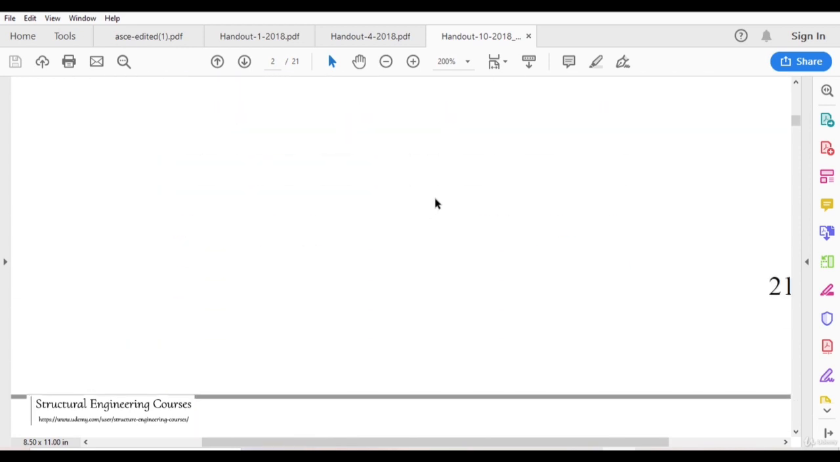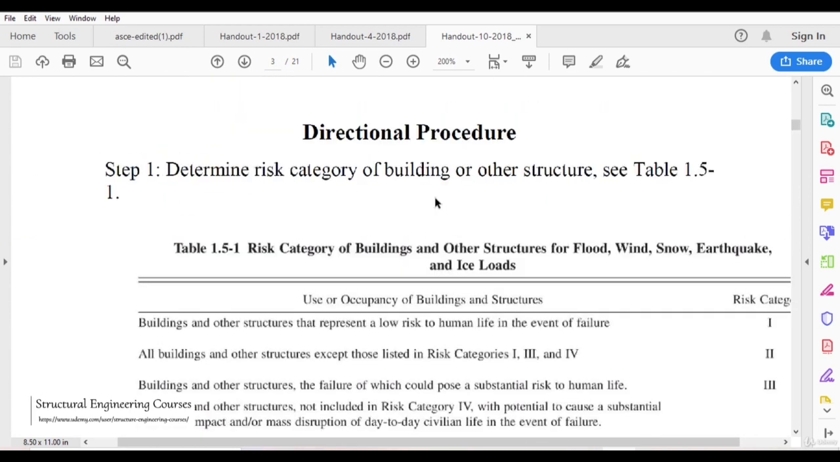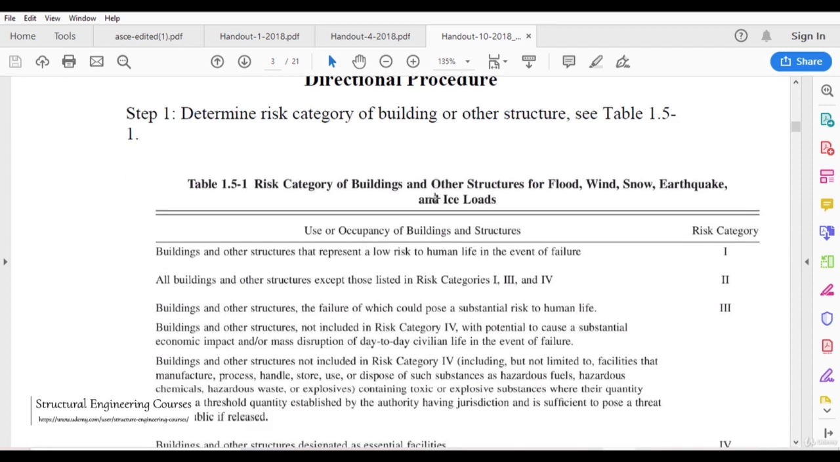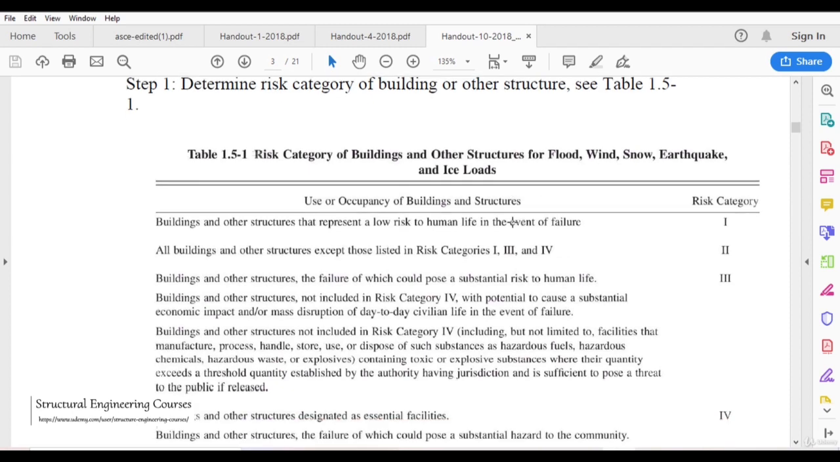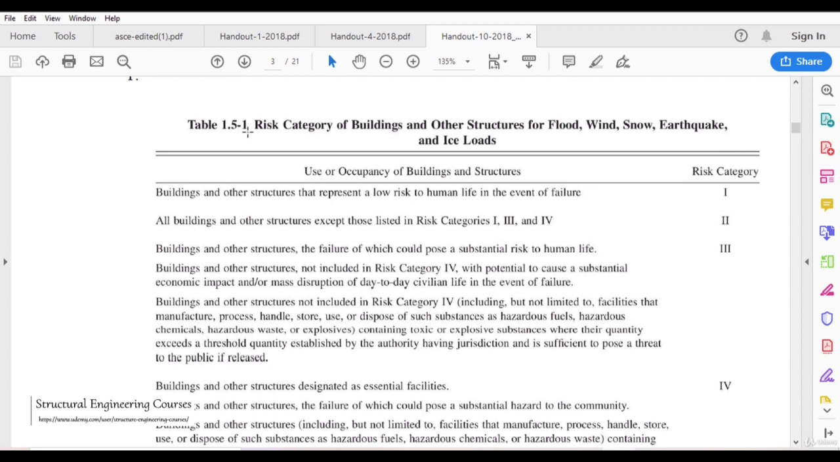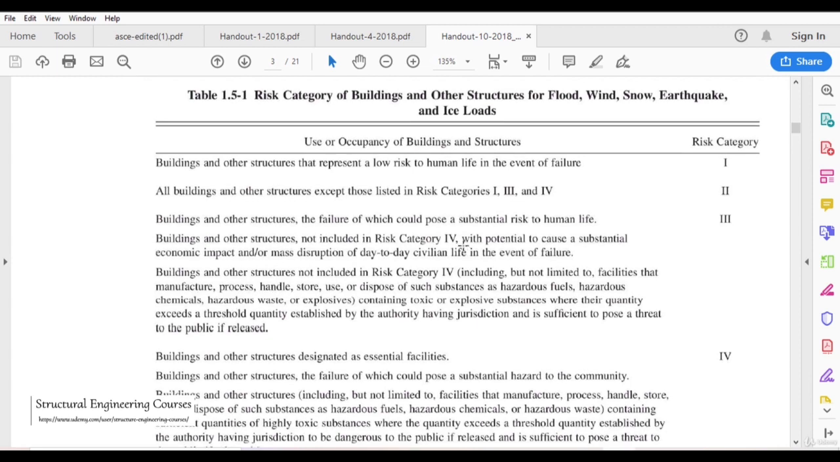So how can we determine the wind load? First of all, it is given the risk category. For any structure, when we start calculating the wind loading, we need to ascertain the risk category of that structure. The risk category of a building can be taken from Table 1.5-1. Here we can see that buildings that represent a low risk to human life in the event of failure can be classified in risk category 1.